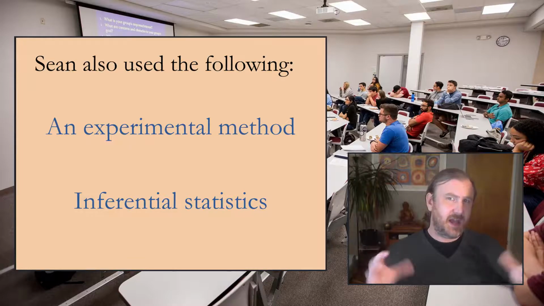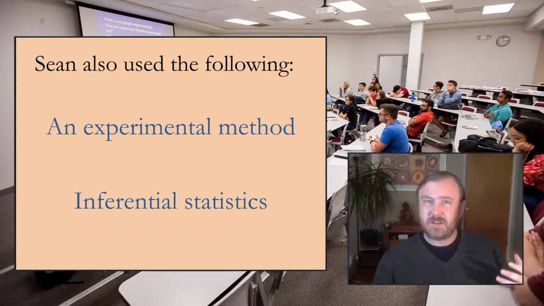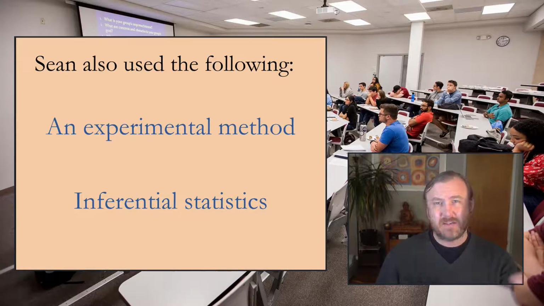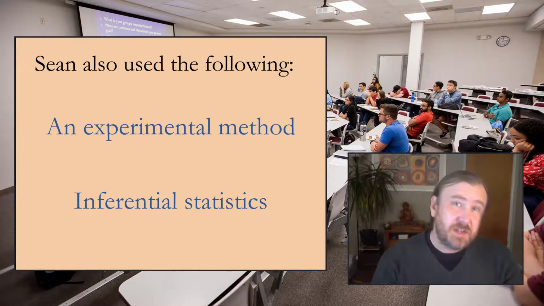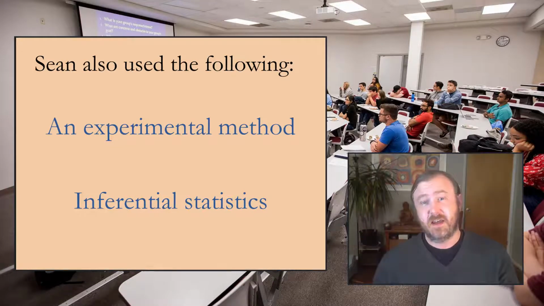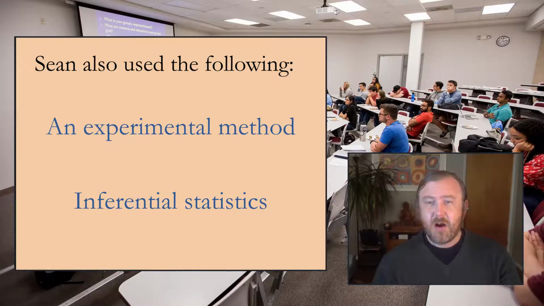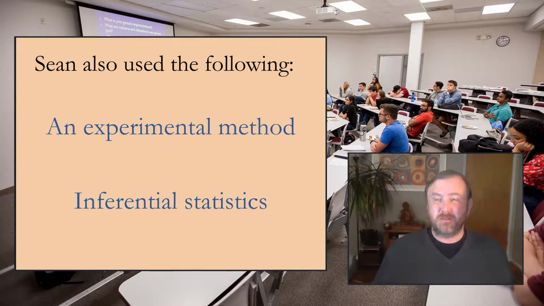So this is a key thing. An experimental method is where you have some outcome of interest, and then you determine who gets what of the independent variable to see if that one variable causes a change in the outcome. So in addition to the experimental method, Sean also used inferential statistics. Inferential statistics are a way that we can collect data from a small group of people in an attempt to make an inference about a larger population of people, right?